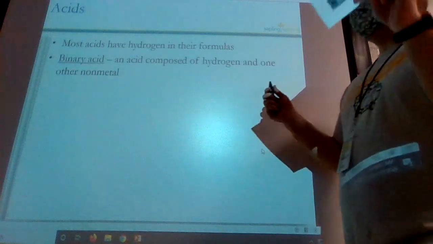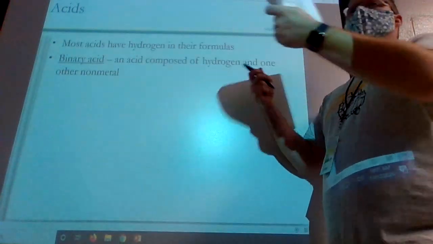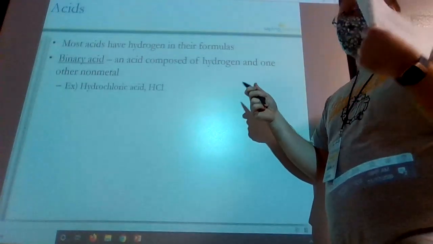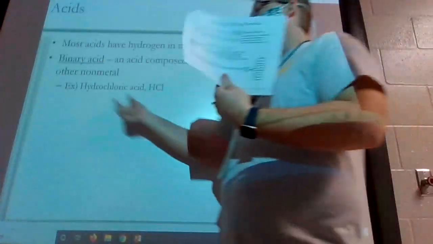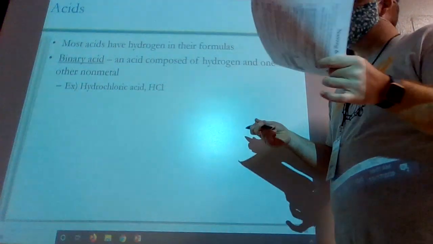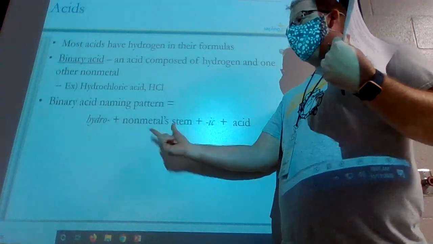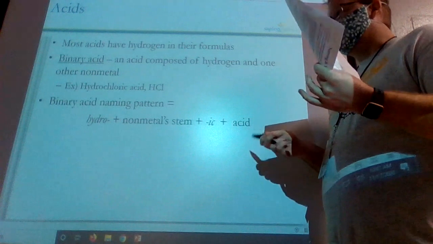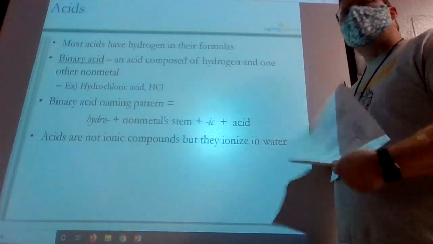So a binary acid is an acid composed of hydrogen and one other nonmetal like chlorine. So hydrochloric acid, HCl, has one hydrogen and one chlorine, and we call it hydrochloric acid. And that's the naming convention that we use. So you have the hydro plus the nonmetal stem plus the ic ending, and then the word acid at the end.